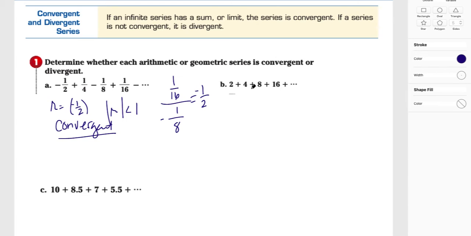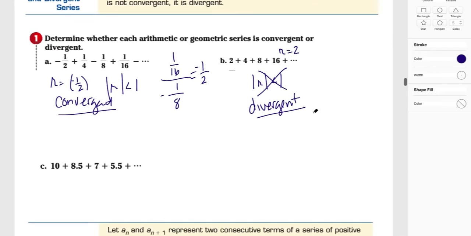Here we have another geometric series, and we can tell that by looking at the ratio: 4/2, 8/4, 16/8. All of those tell us that the common ratio is 2. And since the common ratio is 2, which is not within the boundary of what we need, that the absolute value of the common ratio is less than 1, and that's not what we have, we can say for certain that this is a divergent series.